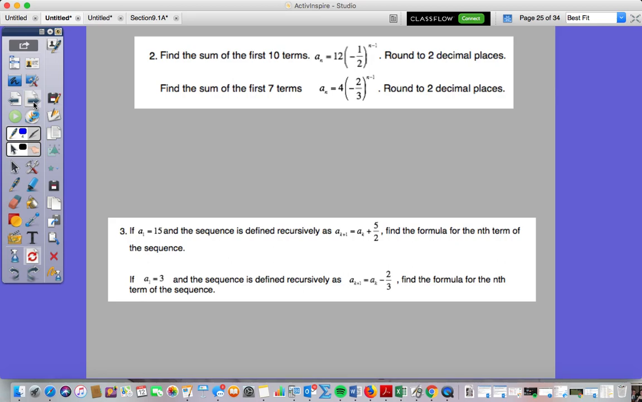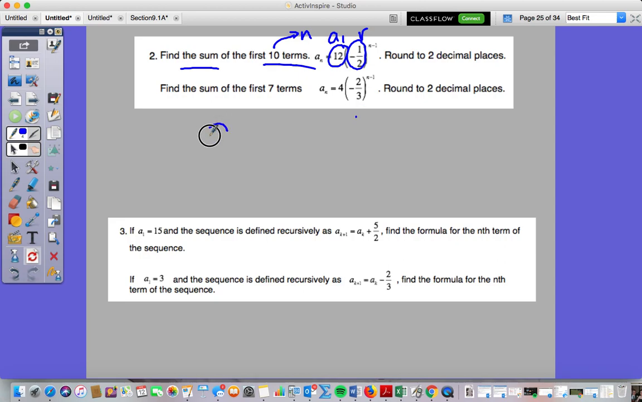Good, Victoria. It's going to be the same formula because it says find the sum. 10 terms. What is 10 again? Yeah, there's the n. Good. 10 is our n. And what would 12 be? 12 is the A1. And then r would be our -1/2.